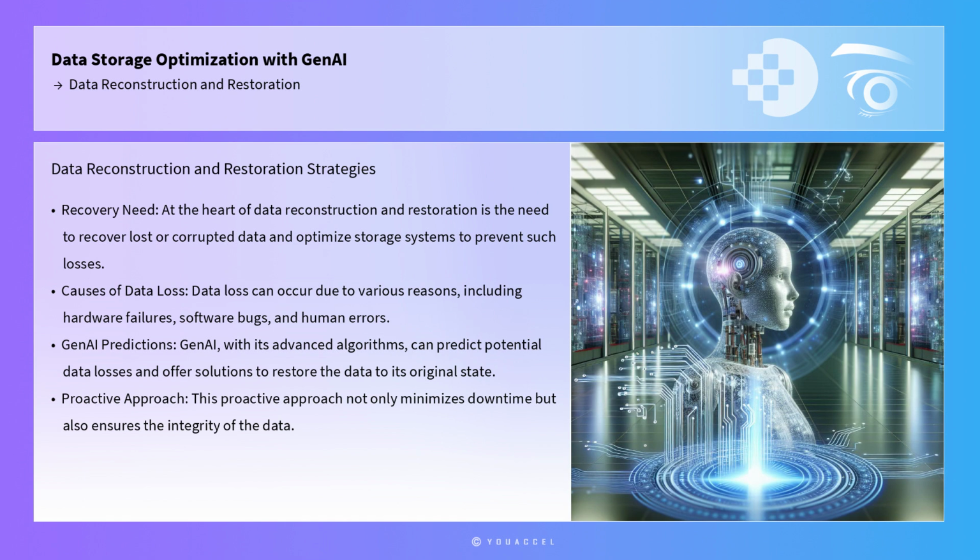At the heart of data reconstruction and restoration is the need to recover lost or corrupted data and optimize storage systems to prevent such losses in the first place. Data loss can occur due to various reasons, including hardware failures, software bugs, and human errors. GenAI, with its advanced algorithms, can predict potential data losses and offer solutions to restore the data to its original state. For instance, machine learning models can be trained to recognize patterns of data corruption and automatically trigger restoration processes. This proactive approach not only minimizes downtime, but also ensures the integrity of the data.